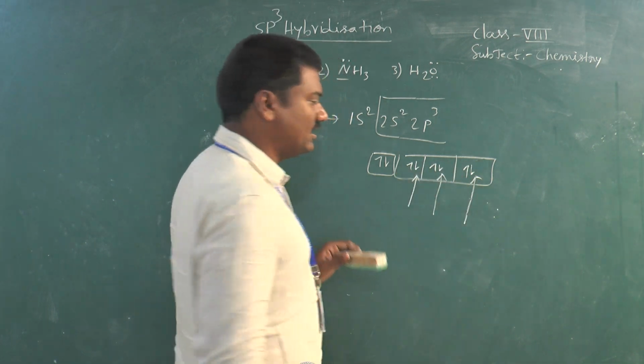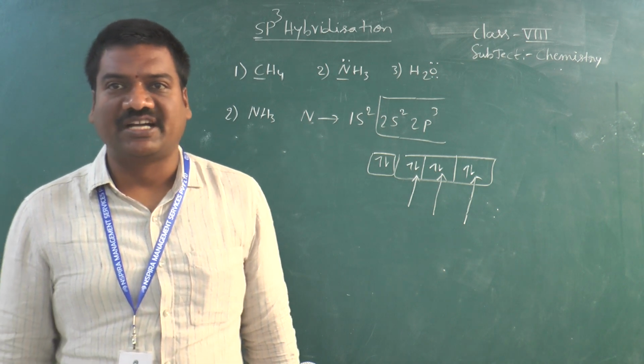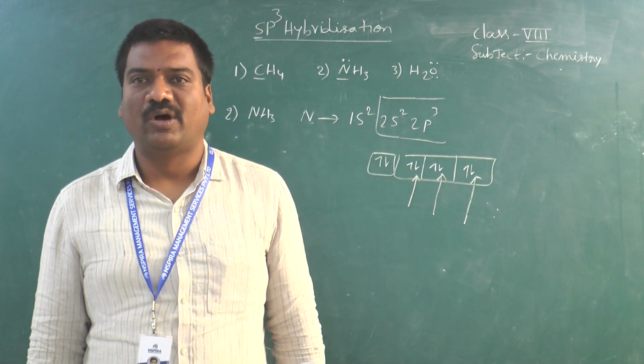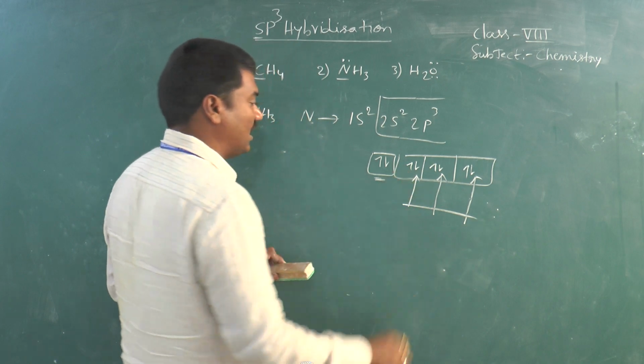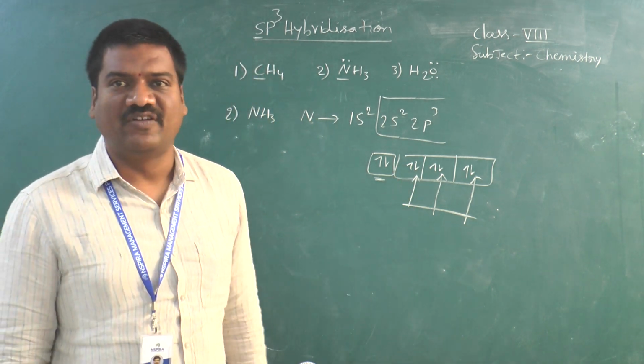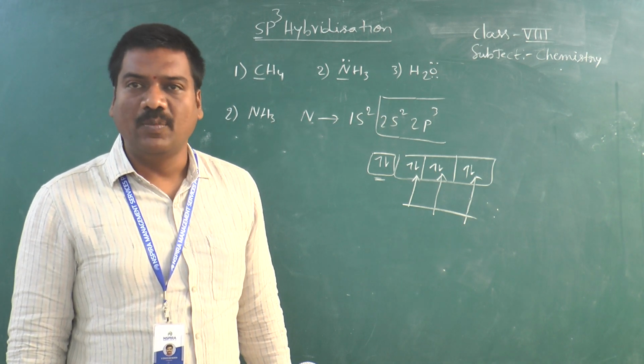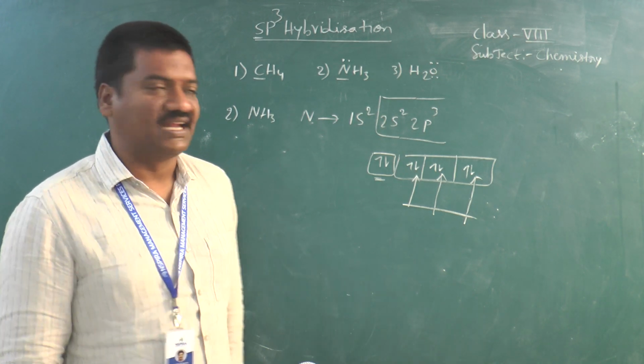Already 5 electrons are there, then 8 electrons are there. 8 electrons means octet stability is there in the NH3 molecule. And here 3 are bond pairs and 1 is a lone pair of electrons, which is not participating in the bond formation. We are taking it as non-bond electrons, or lone pair of electrons.